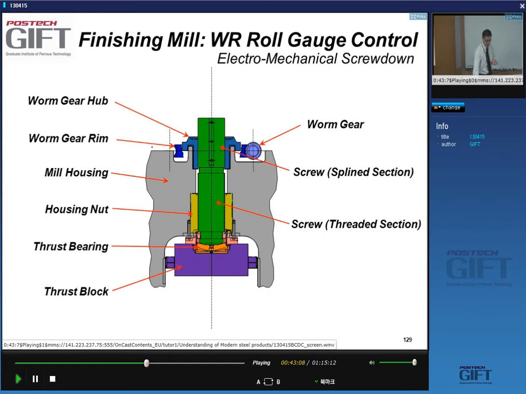You have an electrical motor which turns a worm gear. And the worm gear makes this screw turn back and forth in a housing. If you turn in one direction, it presses down. If you turn in the other direction, it reduces the pressure. Here you have this big screw, which is threaded, and it's like a nut, and it moves inside this housing up or down, depending on the way the electrical motor turns. And then again, pressure is transferred via a thrust block on the chuck of the backup roll.